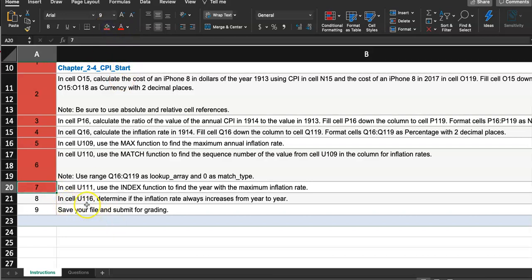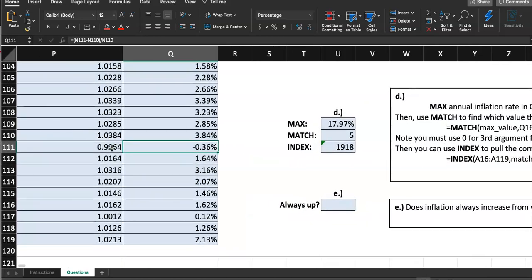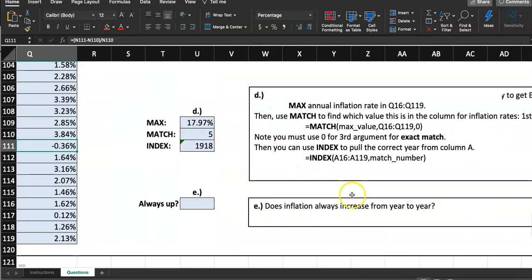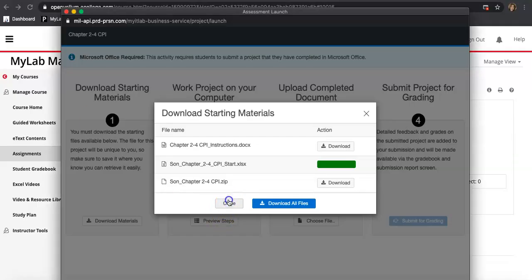In cell U116, determine if the inflation rate always increased from year to year. I know that's not true because I saw a negative earlier. You saw that with me, right? You saw how the inflation is negative. It sometimes goes down. The CPI went down in certain years. What was going on? I don't know. But does the inflation always increase from year to year? My answer is going to be no, because I've seen some negatives. So I'm done. I'll go ahead and save this, and let's submit this together.